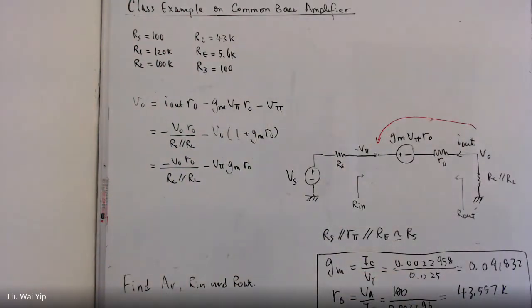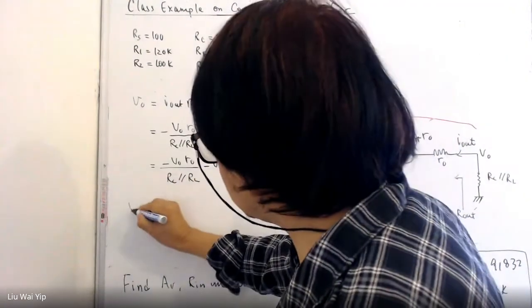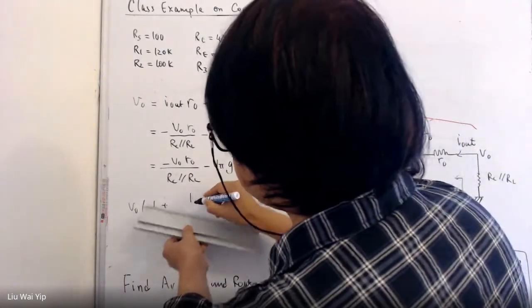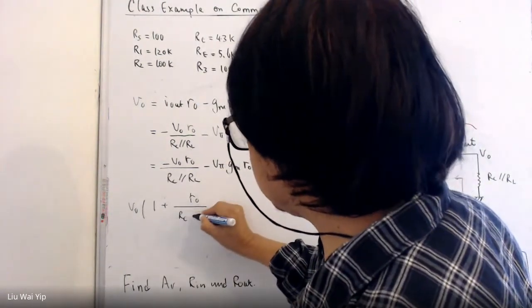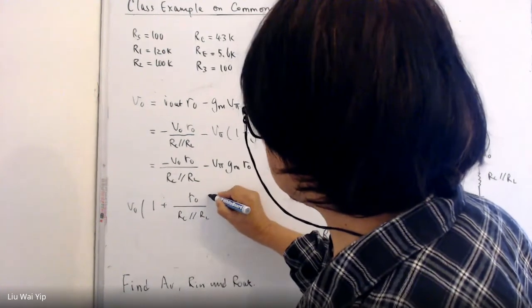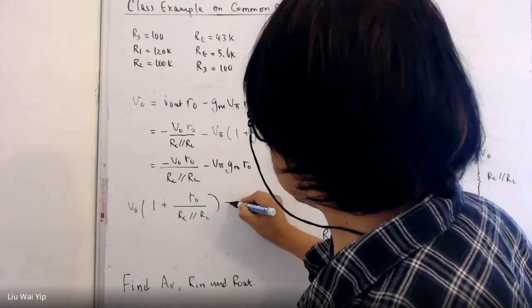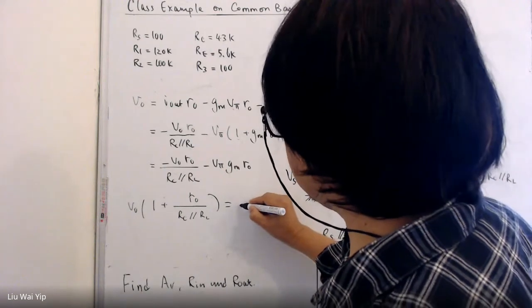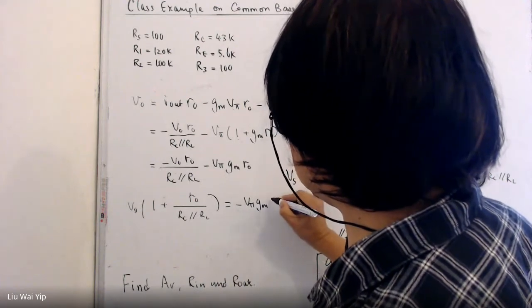Now, everything becomes downhill. Why? Because this expression can be moved across, and we end up with 1 plus R naught, and then minus V pi Gm R naught.